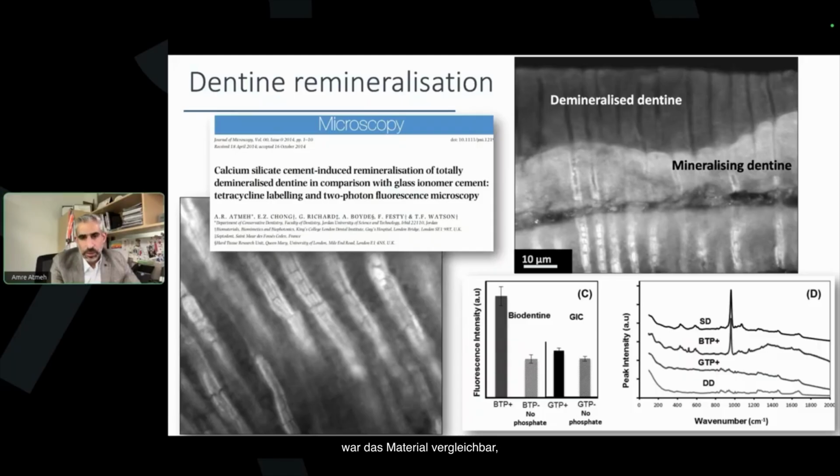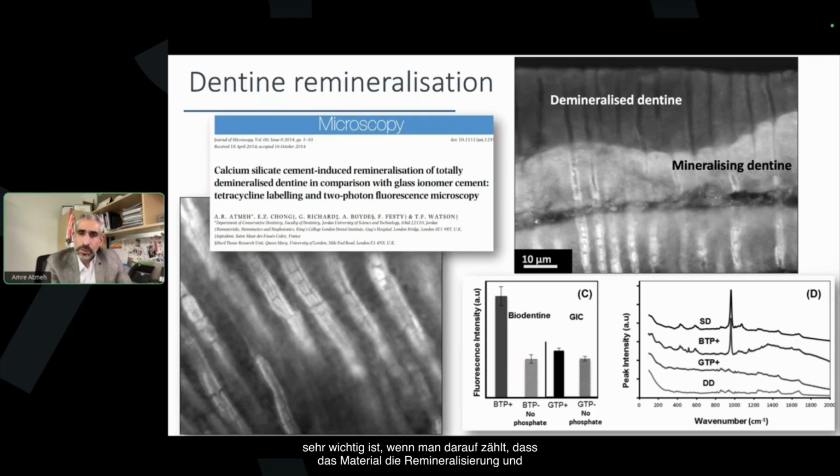And here you can see totally demineralized dentine that was subjected to calcium silicate cements. So it was stored in the presence of calcium silicates. And you can see here signs of mineral formation within this demineralized dentine, and you can see the difference here. This is demineralized, and this is mineralized by the calcium silicate.